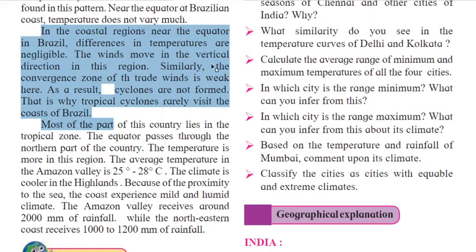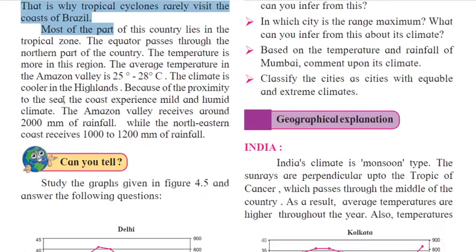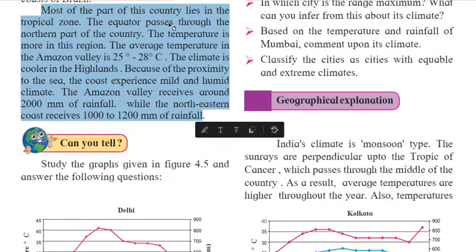The wind moves in a vertical direction in the region, and similarly the convergence zone of the trade winds is weak here. As a result, cyclones are not formed. That's why a tropical cyclone rarely visits the coast of Brazil. So most of the part of this country lies in the tropical zone, and the equator passes through the northern part of the country.